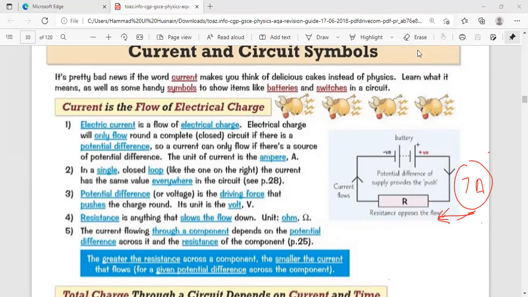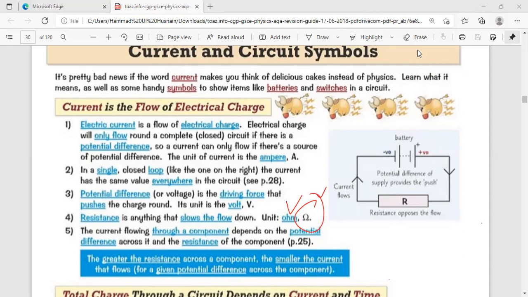So resistance is that property of matter which opposes the flow of charge. And there is an important thing, resistance is also a physical quantity. The unit of resistance is ohm, and we represent it by this symbol, omega, right? So this is resistance. Whenever we say resistance, it means the opposition of flow of charge or flow of electric current, right?